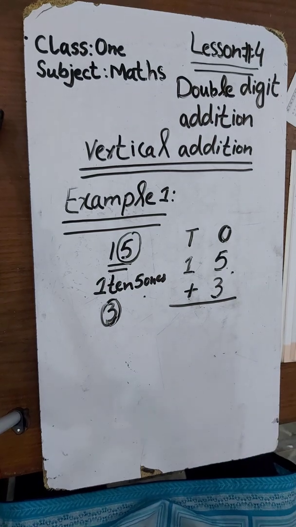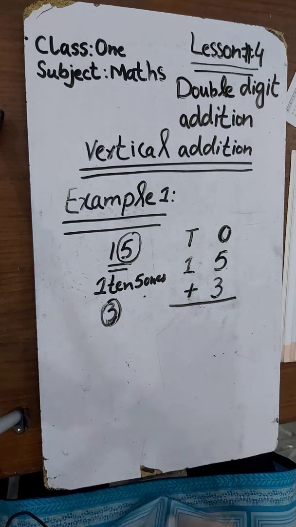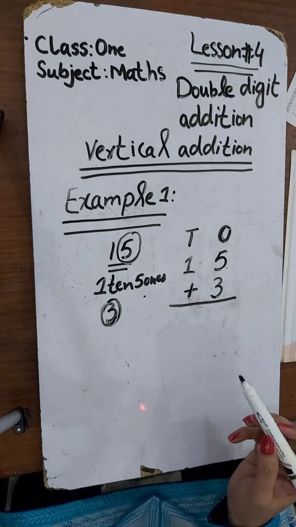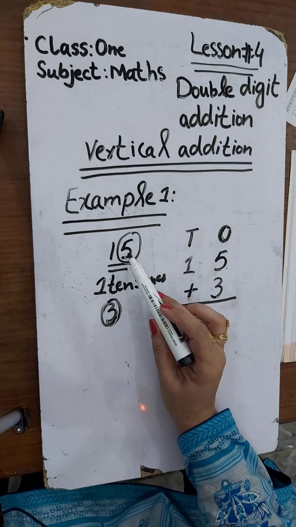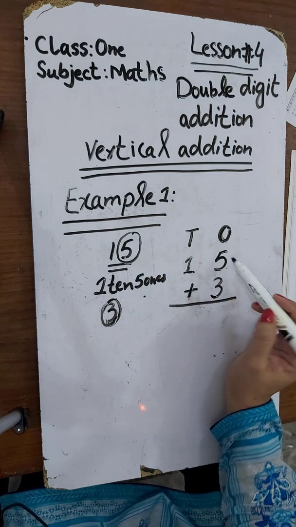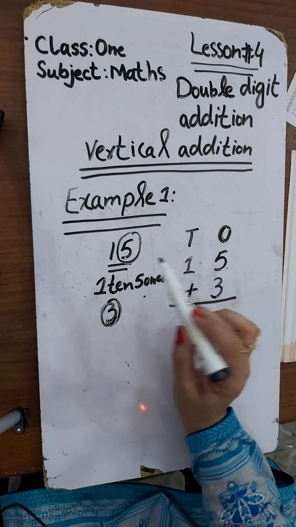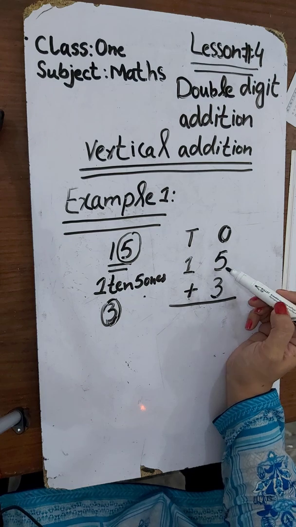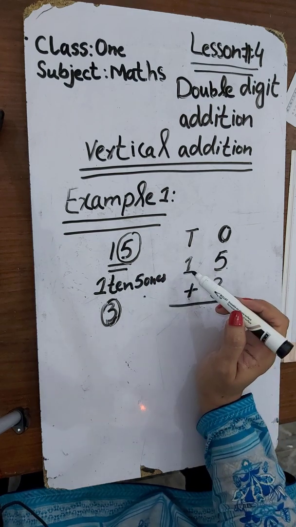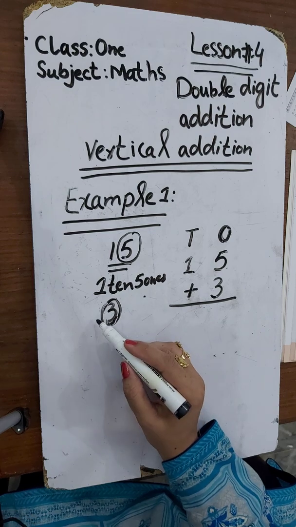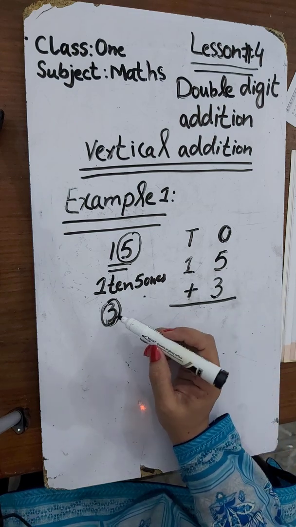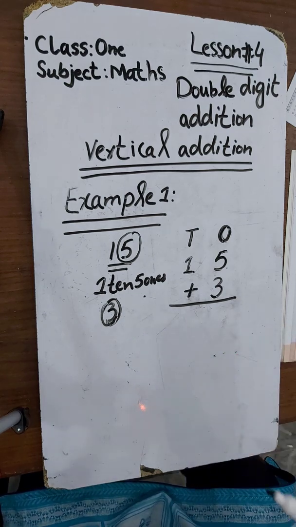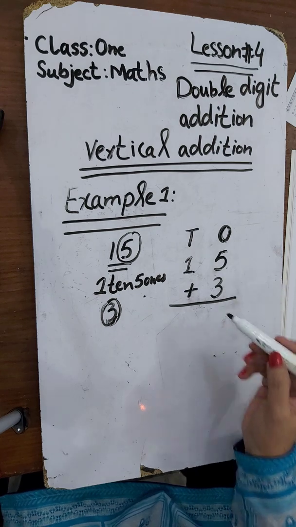Now this is the method of writing double digit numbers. Understand how you will write them. First you will write ones in the ones column and tens in the tens column. Here 1 ten and 5 ones are present, so you will write 5 in the ones column and 1 in the tens column. Now you will add 3. So 3 is a single digit, it means 3 is ones. So you will write 3 in the ones column.